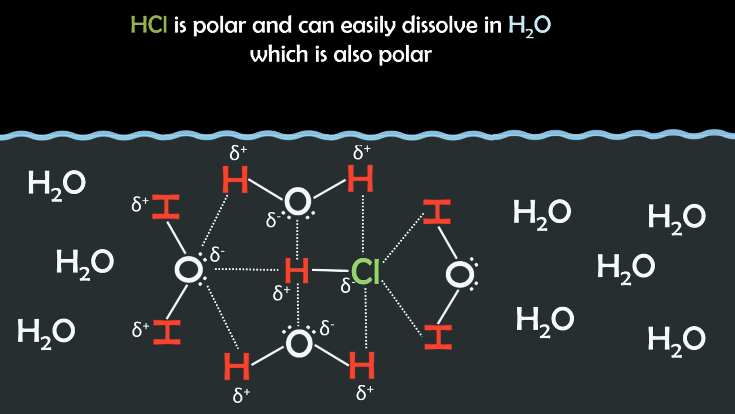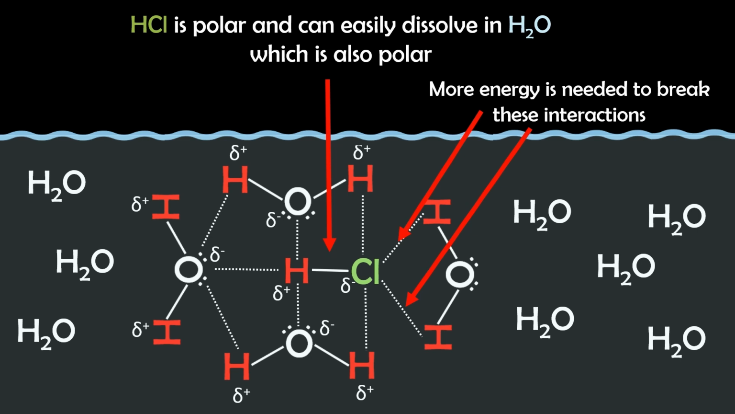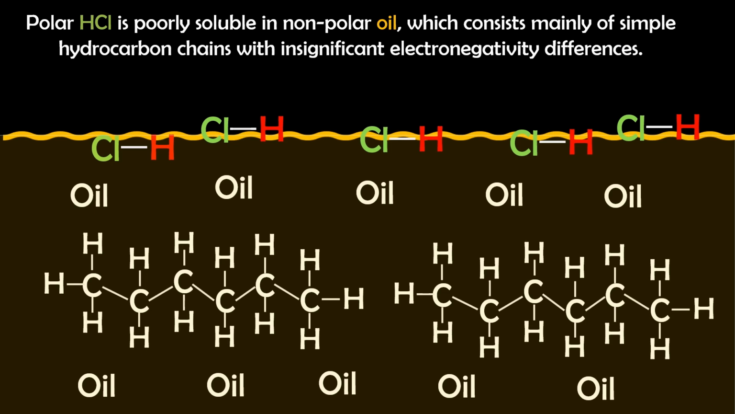Electronegativity also influences solubility. Polar molecules like hydrogen chloride will dissolve easily in polar solvents like water because their positive and negative ends interact, making them dissolve more easily. But polar molecules will not easily dissolve in non-polar solvents like oil, which is made up of hydrocarbons with insignificant electronegativity differences between hydrogen and carbon, resulting in no significant interaction.